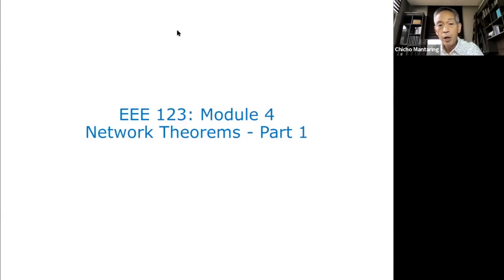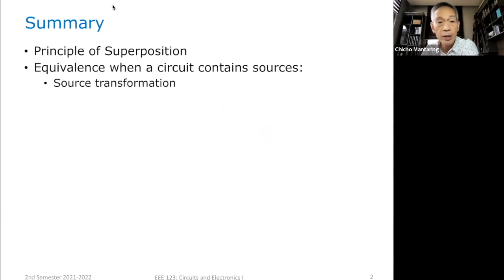Okay, so this is part 1 of Module 4. And in Module 4, we're going to take up different network theorems that you can apply to linear circuits. So this is a summary of what we're taking up today. First, I'm going to discuss with you the principle of superposition. And then I'm going to discuss with you equivalence concepts when a circuit contains sources.